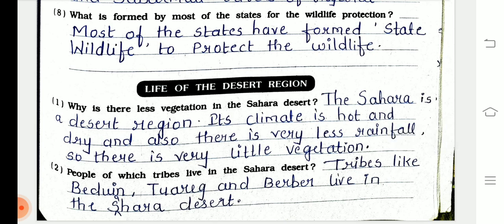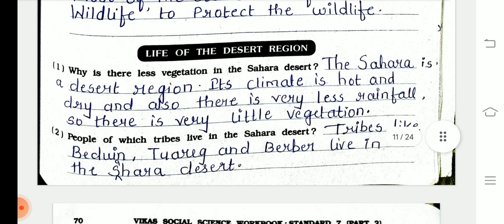Next one is life of the desert region. First one, why is there less vegetation in the Sahara Desert? The Sahara is a desert region. Its climate is hot and dry, and also there is very little rainfall, so there is very little vegetation.